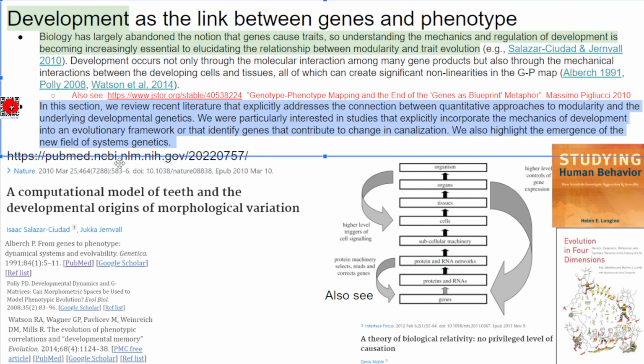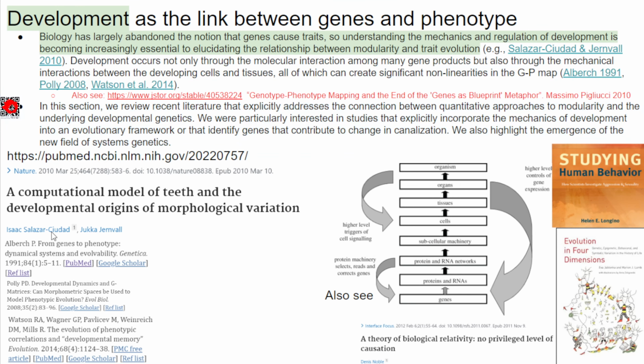So the authors write, in this section, we review recent literature that explicitly addresses the connection between quantitative approaches to modularity, that's the statistical variational module detection frameworks, and the underlying developmental genetics, which are the kinds of mechanistic modules, functional modules, developmental material realities that relate to the coevolution and the kind of map territory relationship. Just a few points here.